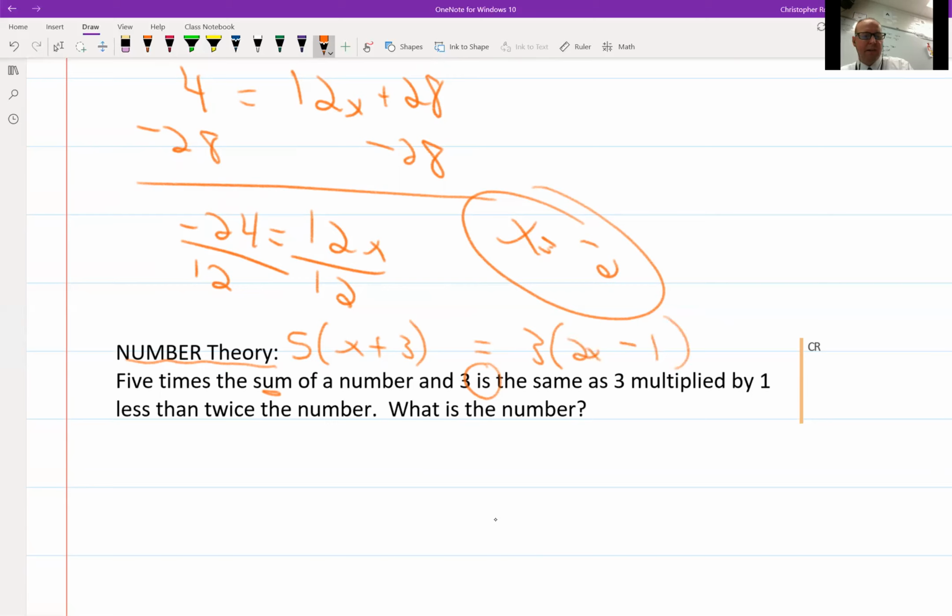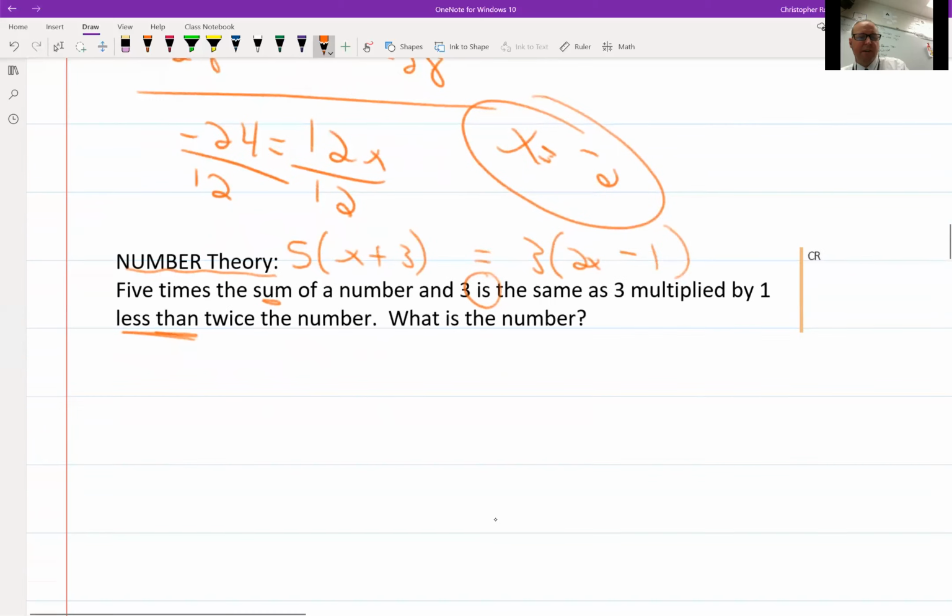Less than, that's a switch, right? It means we have to put it in the other order. Okay, so I tried to underline and circle some things to build that equation. So it's 5 times the sum. It's 3 multiplied by 1 less than. So that means we have to add all these parentheses. So let me move my equation down here.